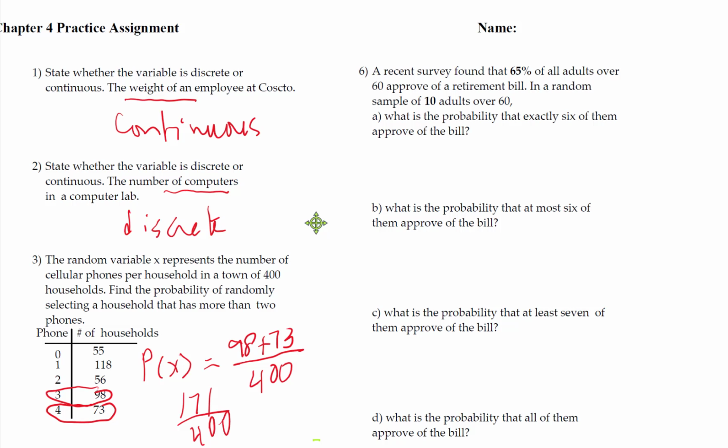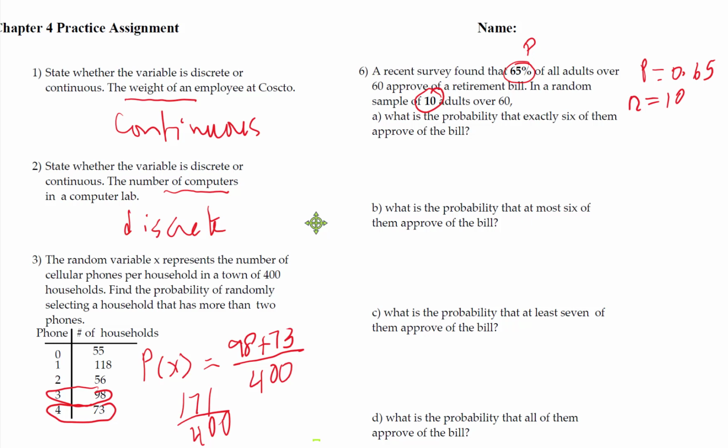Okay, I'll go to 4 and 5 later. I'm going to go to 6 right now, since it's shown on the screen. A recent survey found that 65% of all adults over 60 approve of a retirement bill in a random sample of 10. So the 65% is the P, probability of success, and the 10 is N. So P is 0.65 and N equals 10.